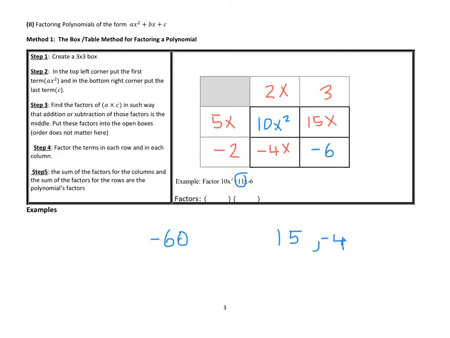See, the good thing about this method, you can always verify by multiplying. 2 times negative 3 gives me negative 6. This is correct, and this is correct, and this is correct. So now my factors are 2x plus 3, 5x minus 2. So that's my answer right there.